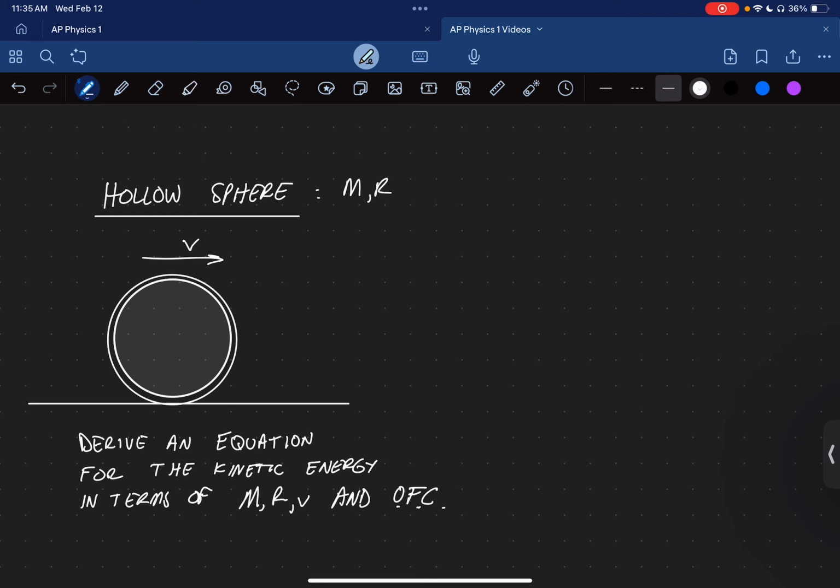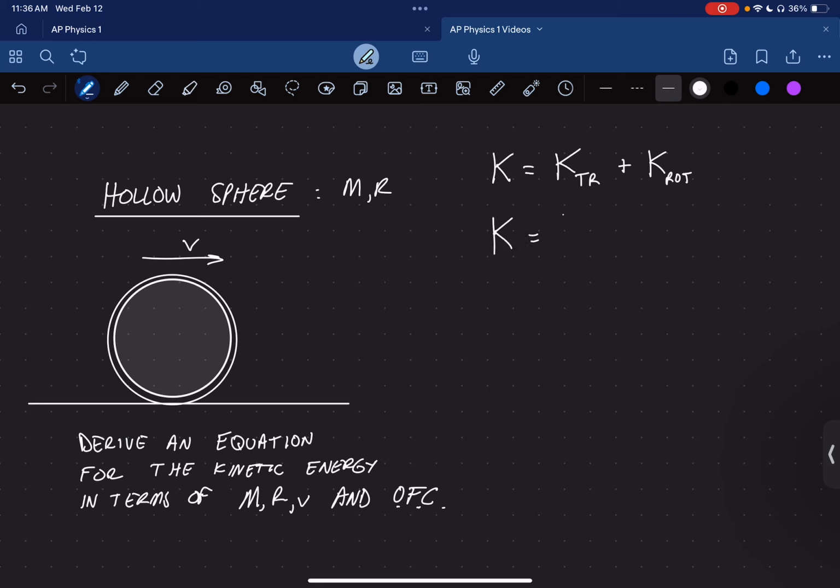We're going to derive an equation for the kinetic energy of this hollow sphere in terms of mass, radius, and velocity, and other fundamental constants. So the kinetic energy of this object, it's rolling without slipping, and it's also translating. So it has rotational kinetic energy and it has translational kinetic energy. But I think for now I'll put the translational first and then the rotational kinetic energy here.